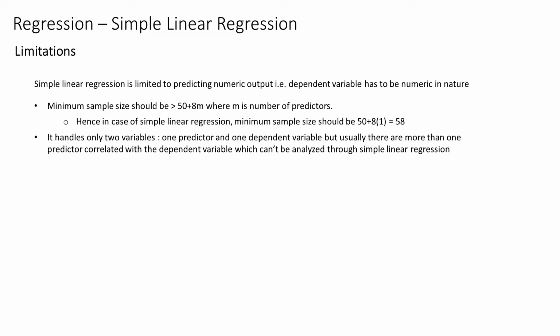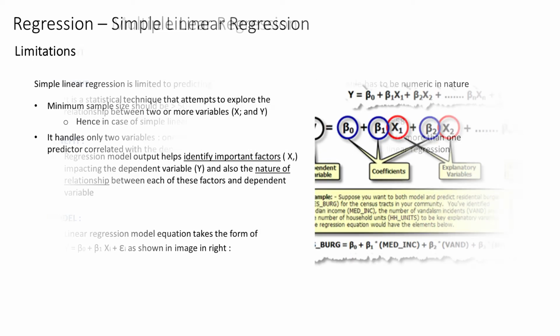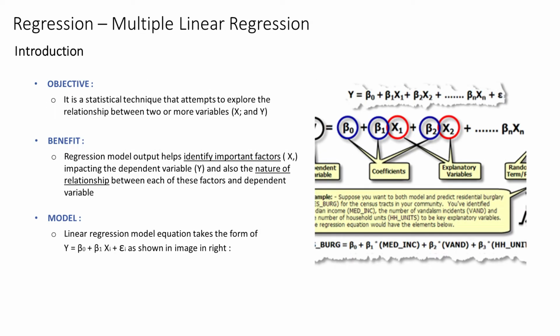But usually there are more than one predictor correlated with the dependent variable, which can't be analyzed through simple linear regression. The second technique is multiple linear regression. Multiple linear regression is a statistical technique that is designed to explore the relationship between two or more variables, x and y. It is useful in identifying important factors, x, that will impact a dependent variable, y, and the nature of the relationship between each of the factors and the dependent variable.